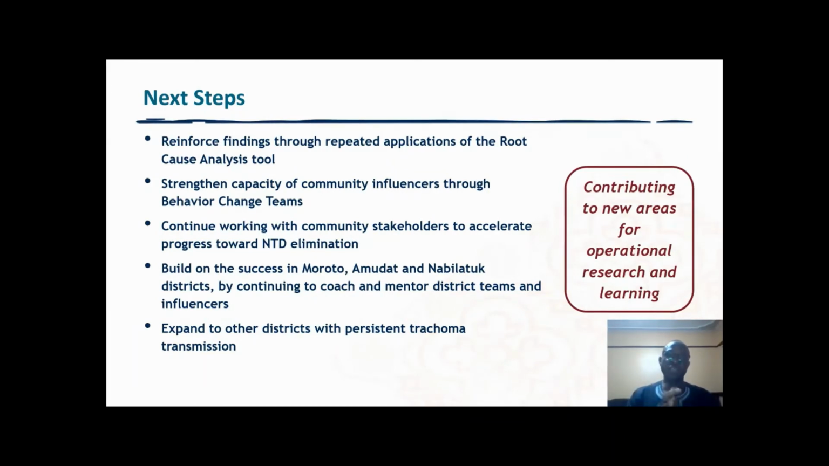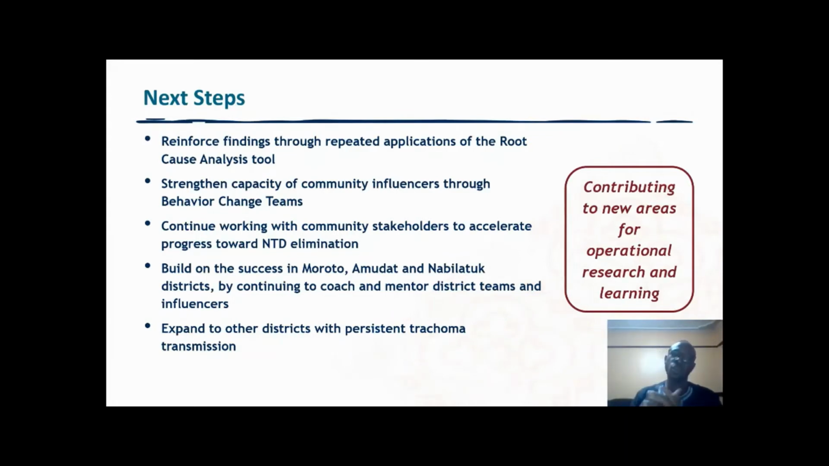We will strengthen the capacity of the community influencers through behavior change teams, and we will continue to work with the community stakeholders to accelerate progress towards NTD elimination. We'll build on the successes of Moroto, Amudat, and also Nabilatuk districts by continuing to provide coaching and mentorship assistance to the district teams, but also the influencers.